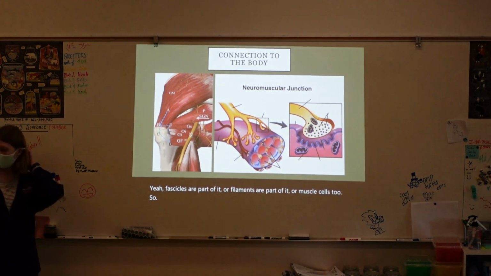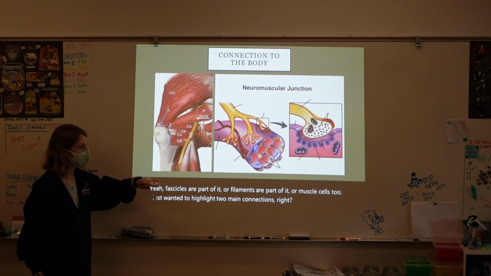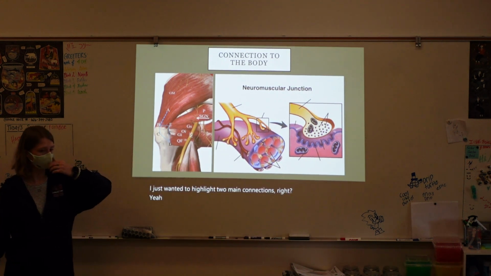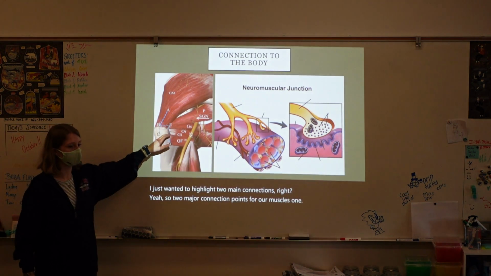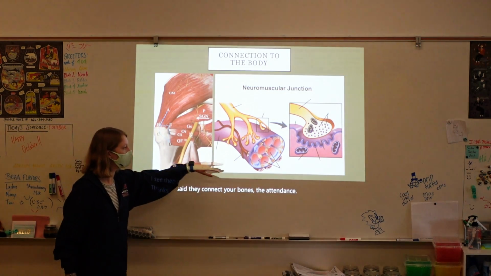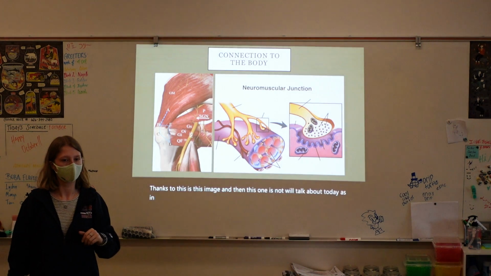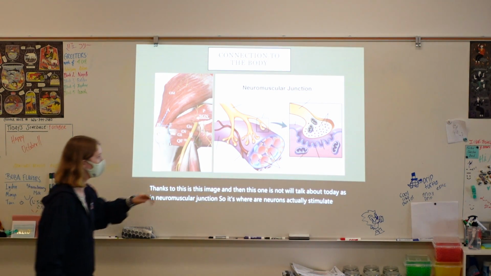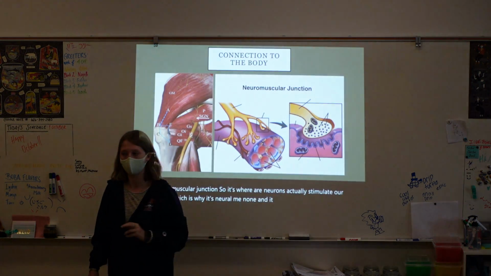I just wanted to highlight two main connections. Thick and thin filaments, yeah. So two major connection points for our muscles. One, as Subin said, they connect to our bones via tendons. Okay, so this is this image. And then this one is what we'll talk about today, the neuromuscular junction. It's where our neurons actually stimulate our muscles, which is why it's neuro, meaning neuron, and then muscular, meaning muscles.